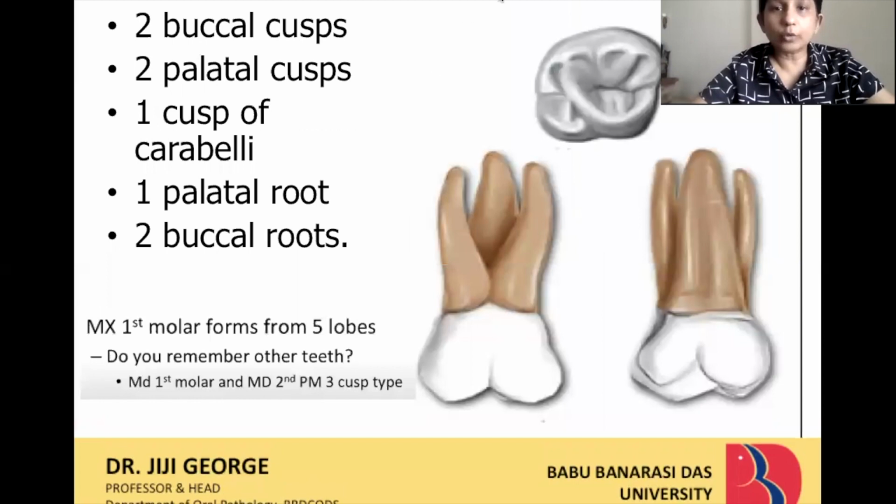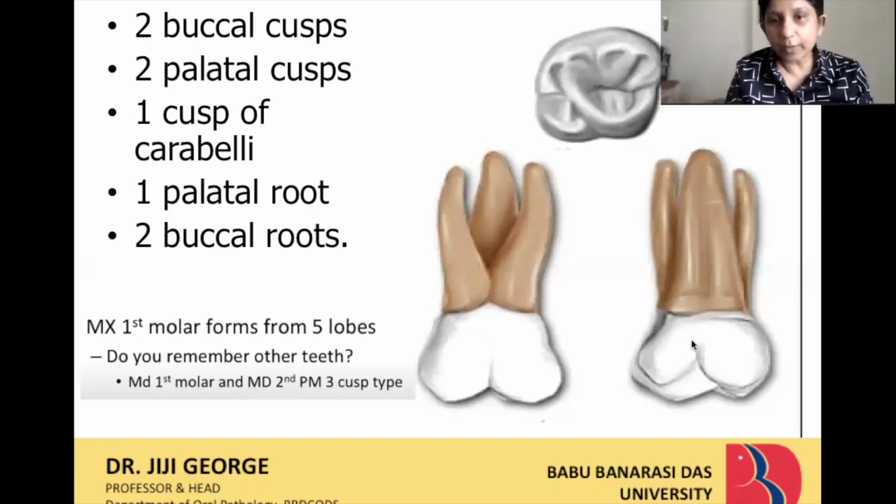Coming on to the number of cusps and the number of roots, this permanent maxillary first molar has two buccal cusps and two palatal cusps. The two buccal cusps are seen here. This is the buccal aspect, and you can see a larger buccal cusp and a smaller buccal cusp, and in the center there's a buccal developmental groove.